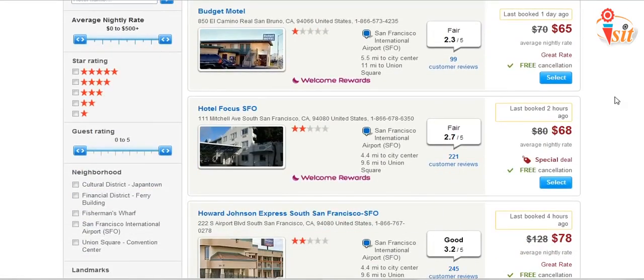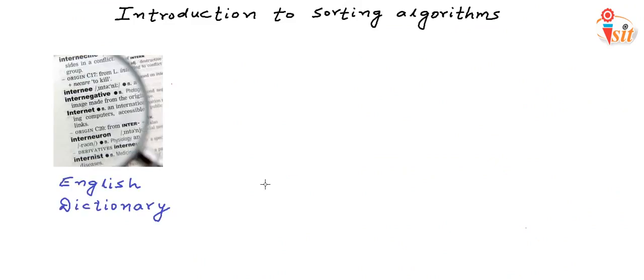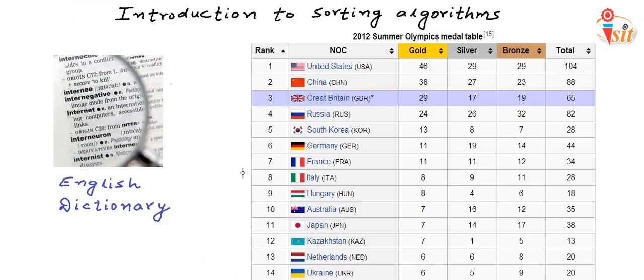And I may still try to strike a balance between rating and price. So sorting is a really helpful feature here. And there are so many places where we like to keep our data sorted. Be it a language dictionary where we want to keep the words sorted so that searching a word in the dictionary is easy, or something like a medal tally where we want to see which team is at the top and which team is not performing so well.